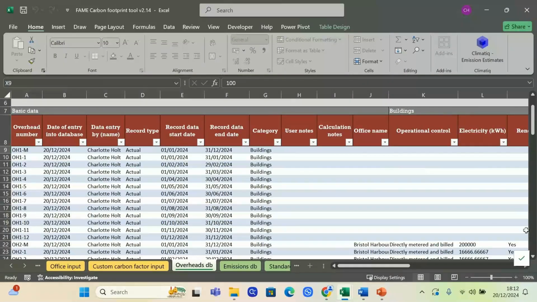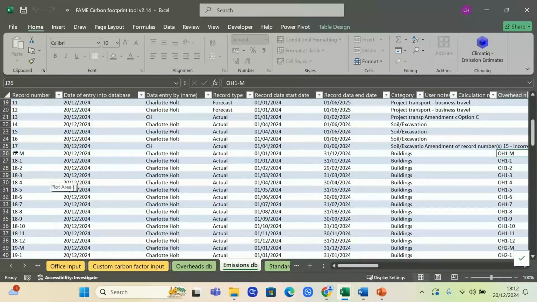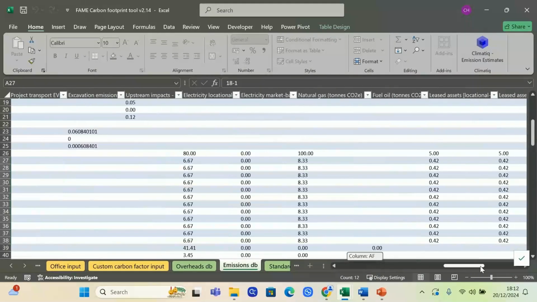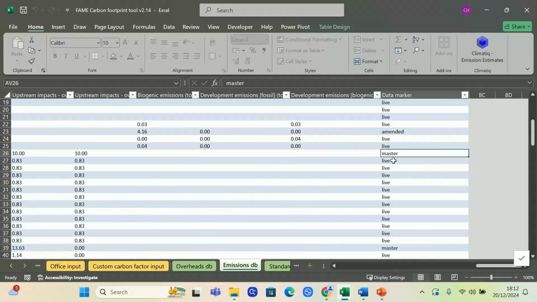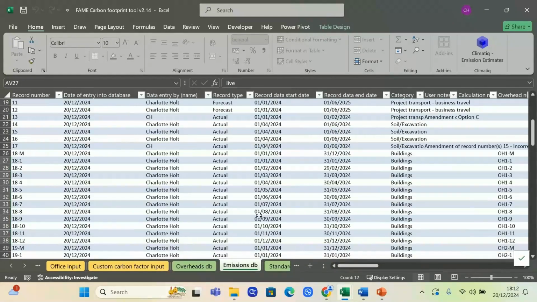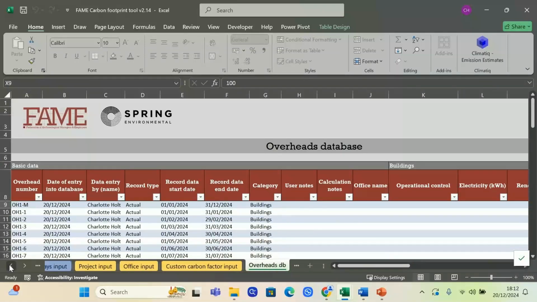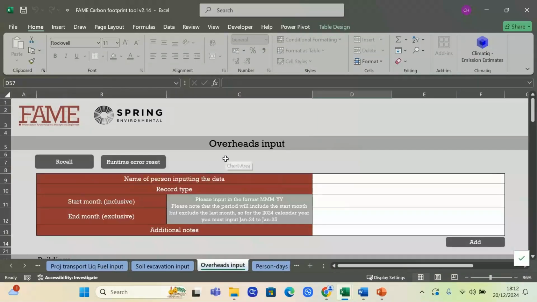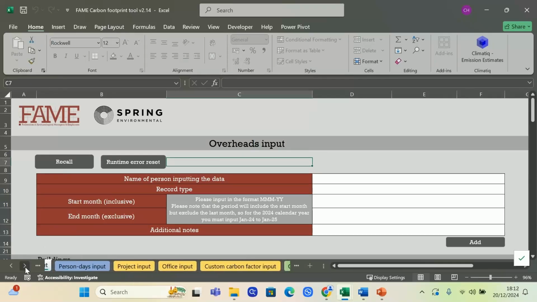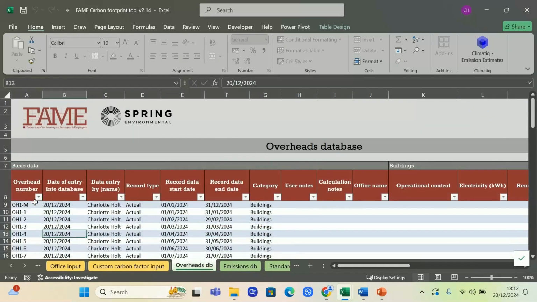That's the same in the emissions database as well. You can see you've got 18M and then 18.1 to 12, and if you look across to the side, master and live. So it makes it a little bit more complicated when recalling data. I will just do a demonstration. When you recall overhead data, you need to recall it from the overheads database rather than the emissions database. So you want to put in this overhead number here.